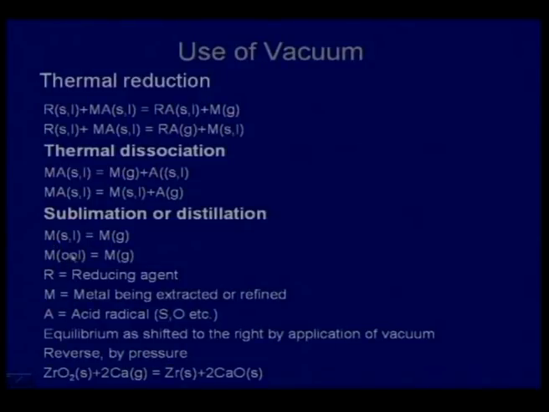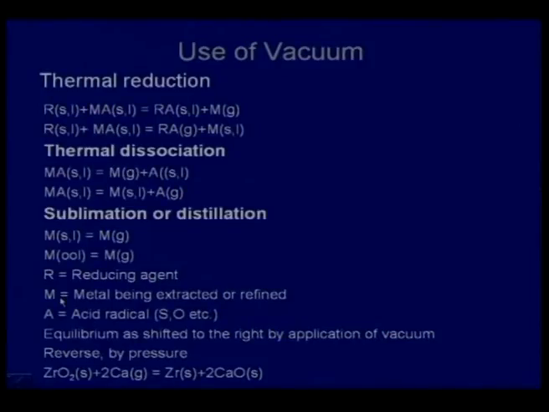This is not 0,0 L, it should be metal in solution. In all these cases vacuum will help. Now, in these things, R is a reducing agent, M is a metal being extracted or refined, A is the acid radical, which could be sulfur, oxygen, etc. And in all cases, equilibrium is shifted to the right by application of vacuum.